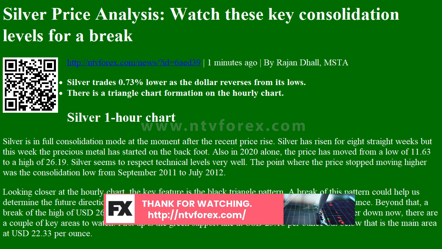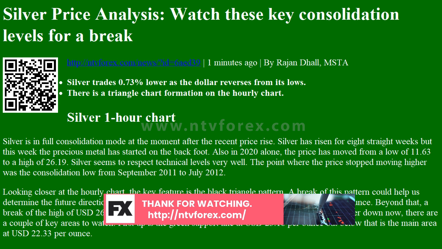Additional levels. XAGUSD. Overview. Today last price 24.24. Today daily change 0.15. Today daily change percent 0.62. Today daily open 24.39. Trends. Daily SMA 20: 20.98. Daily SMA 50: 19. Daily SMA 100: 16.99. Daily SMA 200: 17.25.